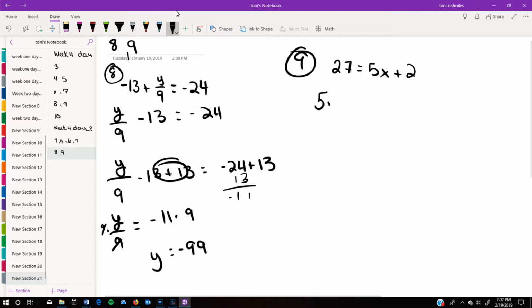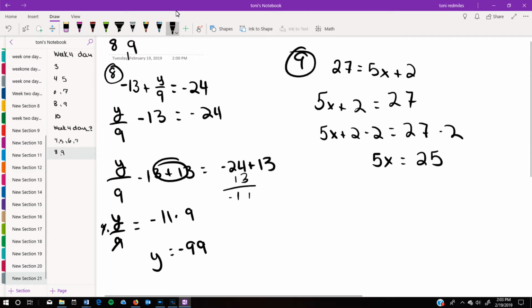Alright, I'm going to flip-flop everything around. As long as I keep their same signs, we're good to go. Positive, positive, positive. Everything's positive here. Everything's positive here. We're good. 2 is being added to the 5x, so I'm going to subtract it on both sides. 5x equals a 25. The 5 is being multiplied, so I am going to divide on both sides, and x is going to equal 5.